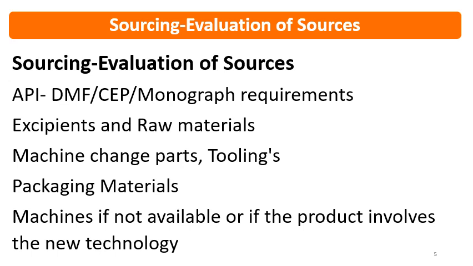Then excipients and raw materials which are required for the formulation. These are taken from the patient information leaflet or the composition of the RLD. So from there you can understand which excipients or raw materials are used. Then machine change parts. Machine change parts are required sometimes for some specific products. Examples are a dosing disc for capsule formulation and punch tooling for tablet formulation.